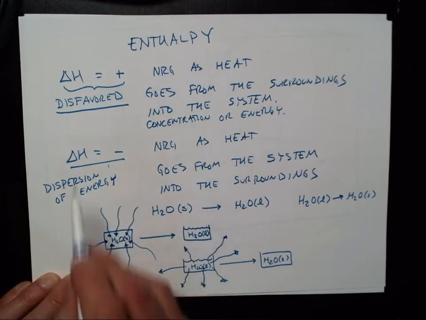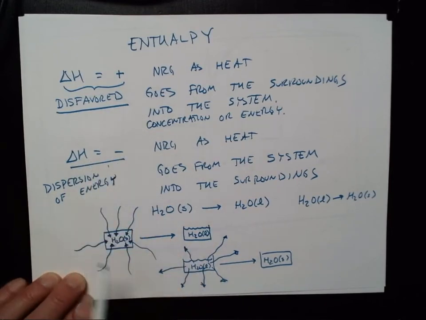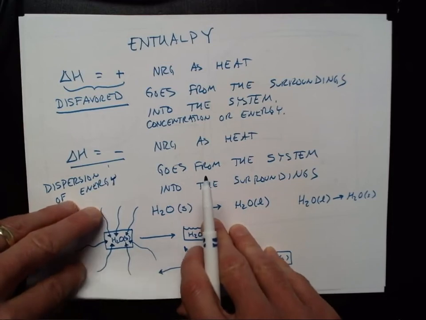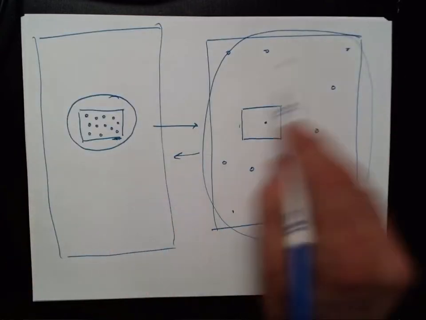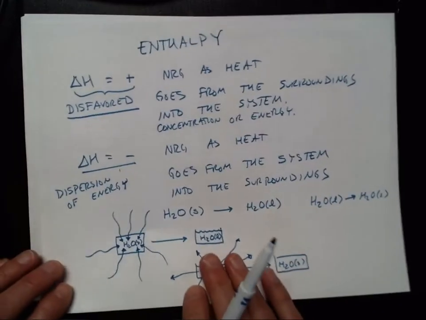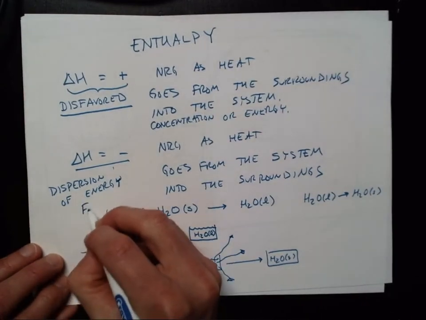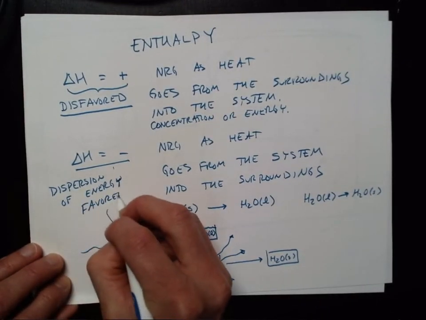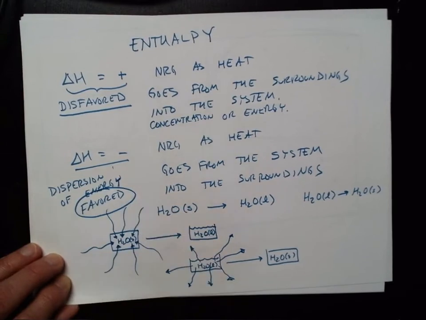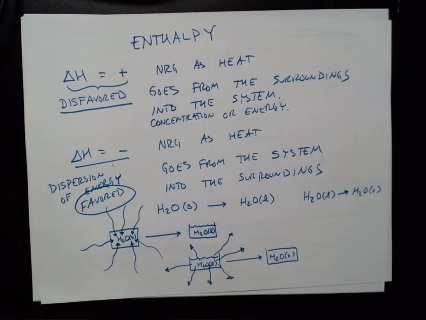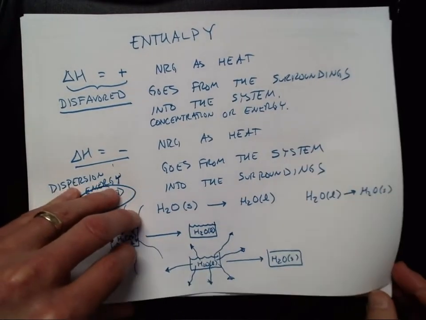On the other hand, exothermic processes, in which energy gets released from the system to the surroundings, these tend to be favored on the basis of probability alone. That's kind of neat, I think. But it's not the whole story.